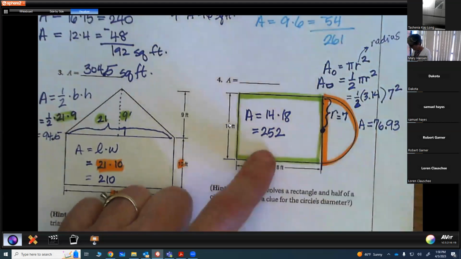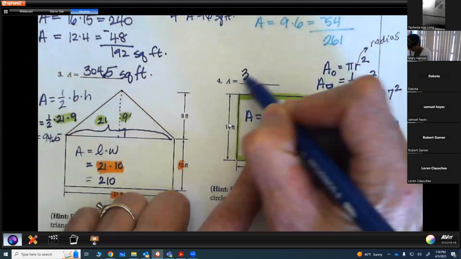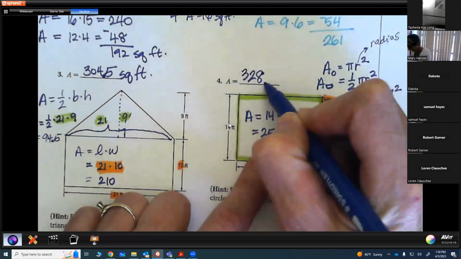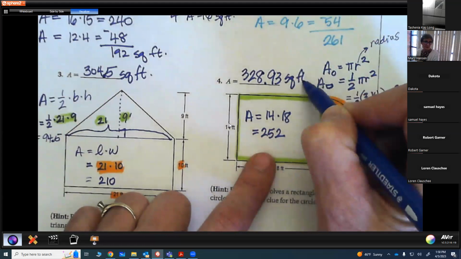And so we take 252 plus 76.93. And I get 328.93 square feet.